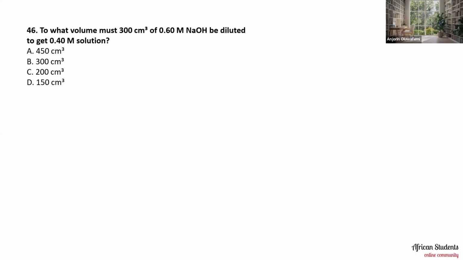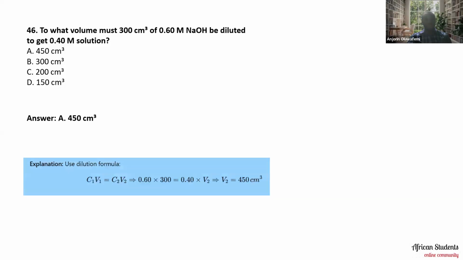Okay, so to what volume must 300 cm cube of 0.60 molar sodium hydroxide be diluted to get 0.40 molar solution? So these are the options. If you calculate it right, you have 450 cm cube. And what we are using basically is the dilution formula, C1 V1 equals C2 V2. And when you plug it in right, you get your V2, which will be equal to what?